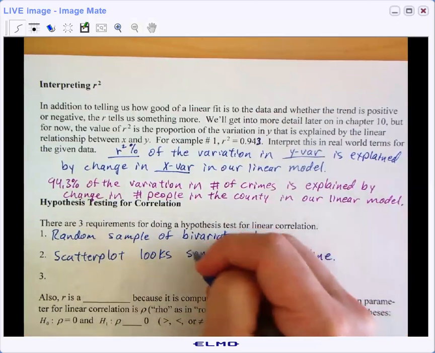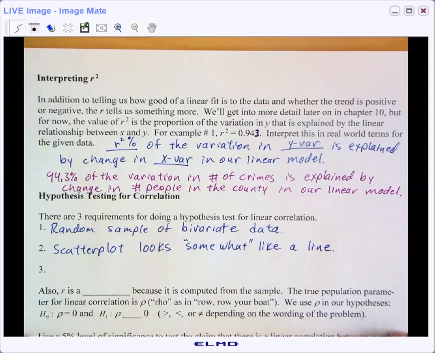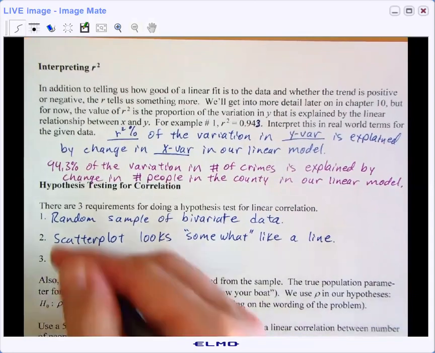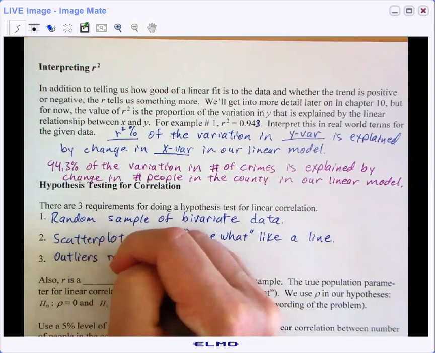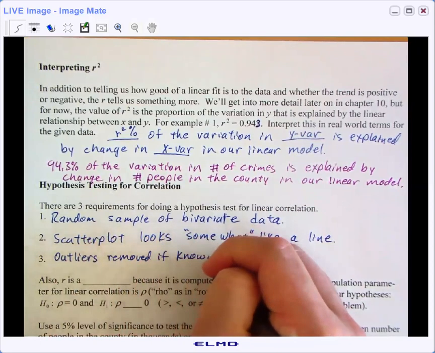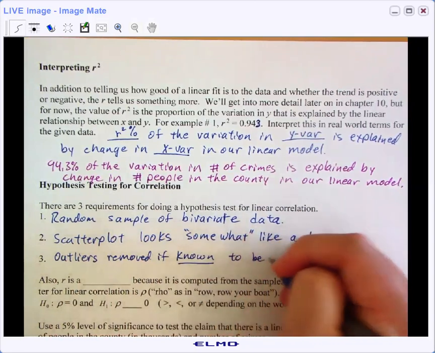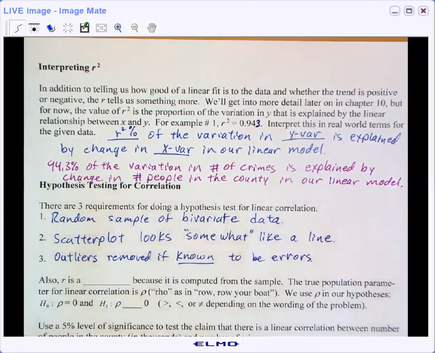Okay. Now, somewhat is a little bit subjective. Okay. And the third one that our textbook recommends is outliers are removed if they are known to be errors. For example, if somehow our data said that there were negative 6.3 people in a county, negative 6.3 thousand people in a county, we know that would be an error. So if we have data that is known to be error, we pull it out. Otherwise, we leave it in.